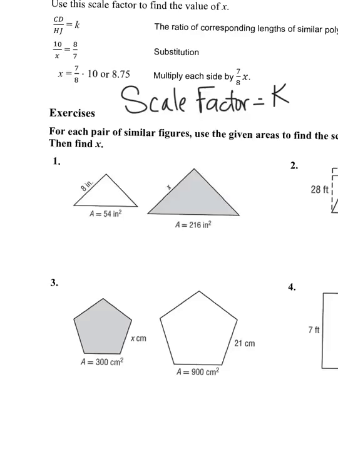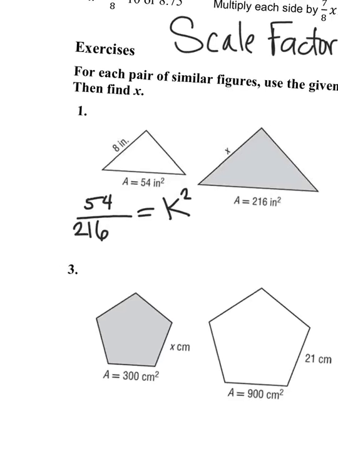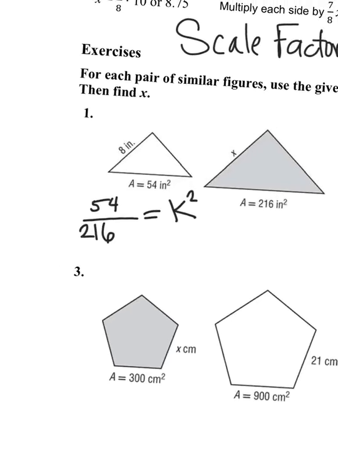Well, my unshaded area divided by my shaded area is equal to my scale factor squared. Well, if I want to get my K by itself, what is the opposite of squaring something? Square rooting. So I'm actually going to square root right here and square root right here. Here, the square root cancels the square and the K is by itself. So square root of 54 over 216 is actually 1/2. So my scale factor is 1/2.